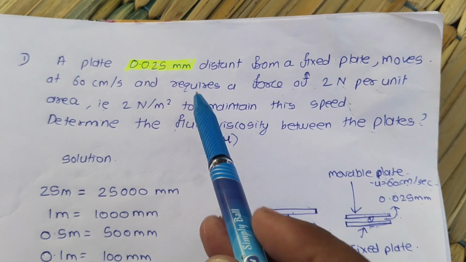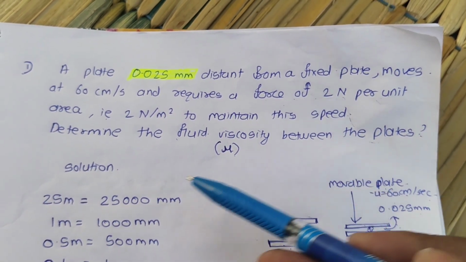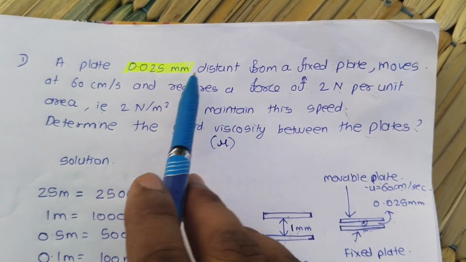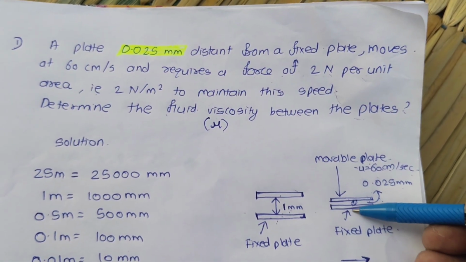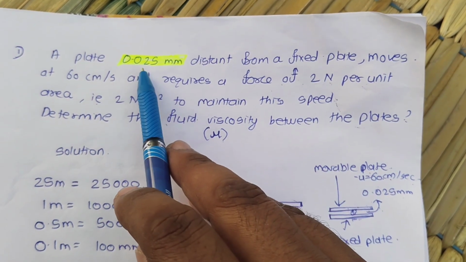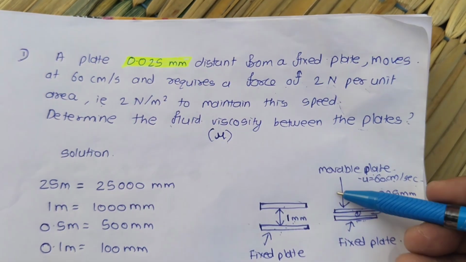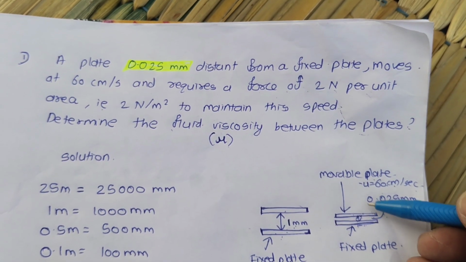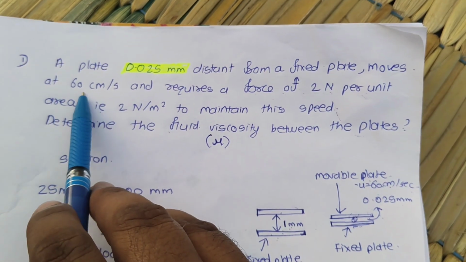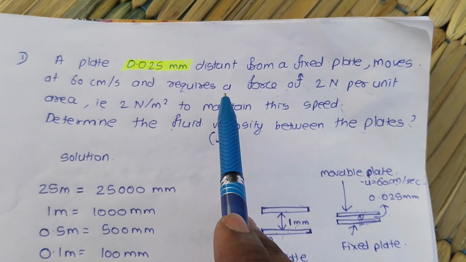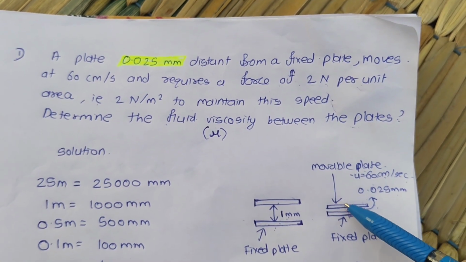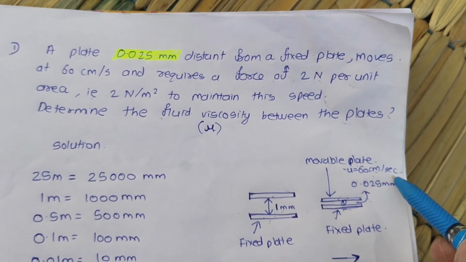First of all, we have to understand the question: what is the question, and what we have to find. One plate is a fixed plate and the other is a movable plate. The distance between the two plates is 0.025 mm, and the top plate, which is a movable plate, moves at 60 centimeter per second and requires a force of 2 Newton per unit area.